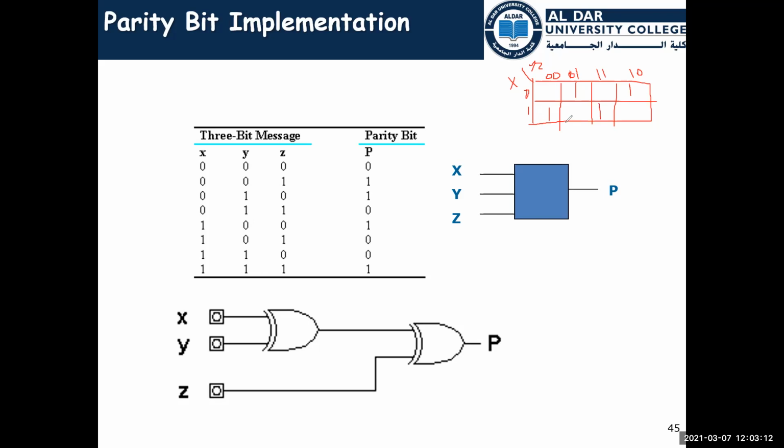This is an XOR. As I told you, there are no adjacent ones. This means it goes like a sine wave like that. This is XOR functionality. So the way to implement this is to make an XOR between two variables, and the output is passed to another two-variable XOR using Z again. This is how to implement the circuit of the parity bit.